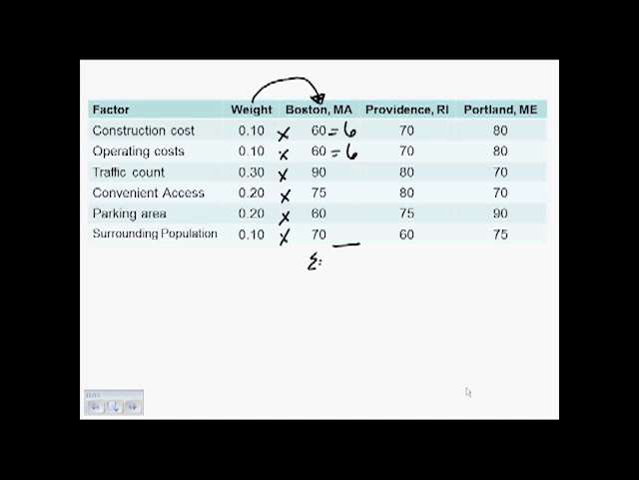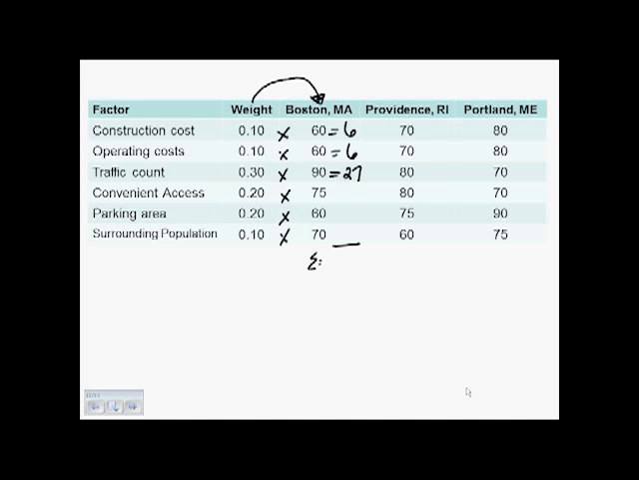Traffic count in Boston was very high. It was a good number at the location we're looking at, and we gave it a 90. And we said that this is pretty important, with a weight of 0.30. So 90 times 0.30 is 27.